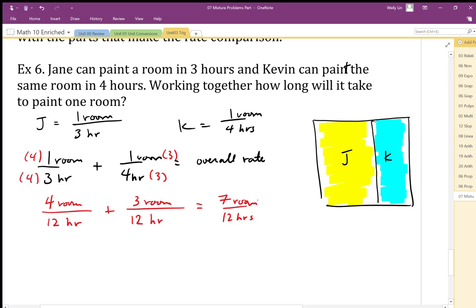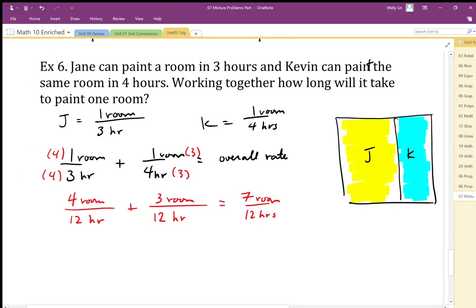Okay, but we don't want to know how many rooms they can do in 12 hours. We want to know how many hours it takes to do one room. Well, hours per room, we need to flip that around. We know that the rate together is 12 hours for 7 rooms. So together we just need a unit rate. So we're going to divide that to get a unit rate. How many hours to do one room? So 12 divided by 7 gives us 1.714. So I'm just going to round that to 1.71. That's how many hours it takes to do one room. So that's the solution to our problem.